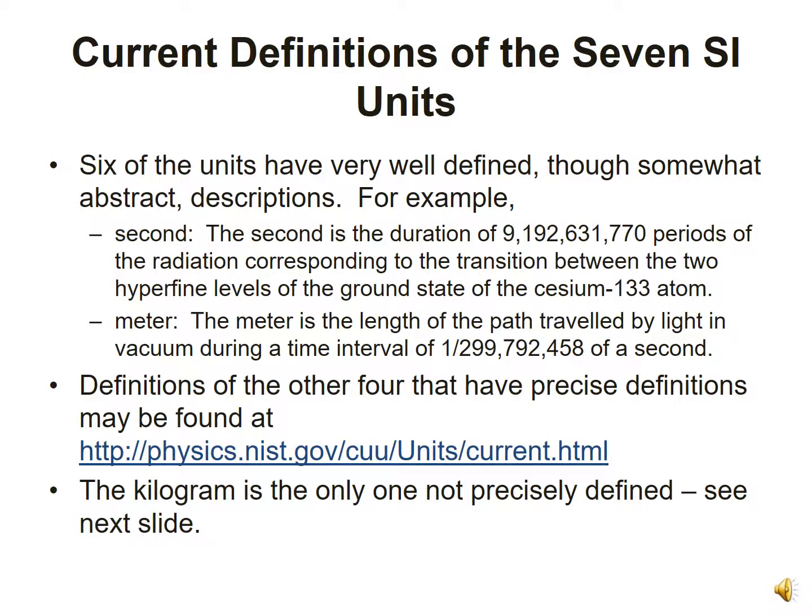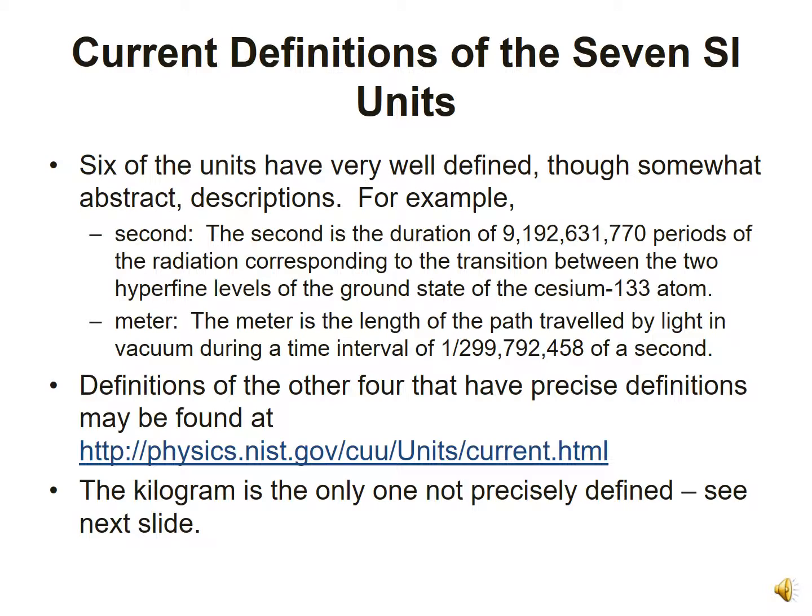Since these are going to be our 7 basic units, there has to be a very good definition of what these 7 units are. And so for 6 of the 7, we have very scientific types of definitions. If you look at the very top one here, the second is just the duration of 9 billion, 192 million, and so on, periods of the radiation corresponding to the transition between the 2 hyperfine levels of the ground state of the cesium-133 atom.